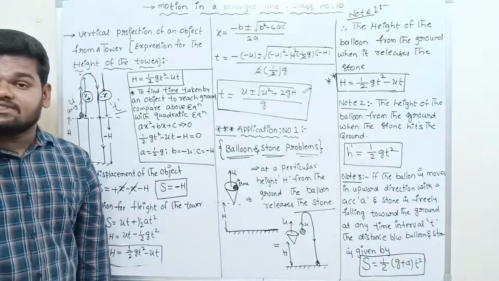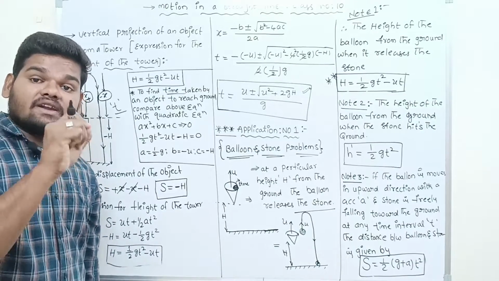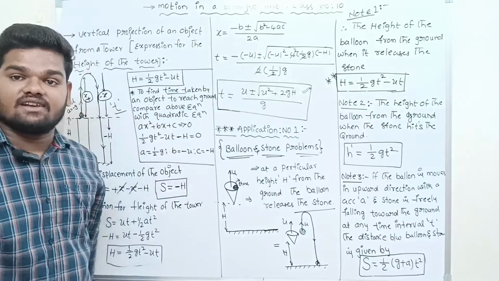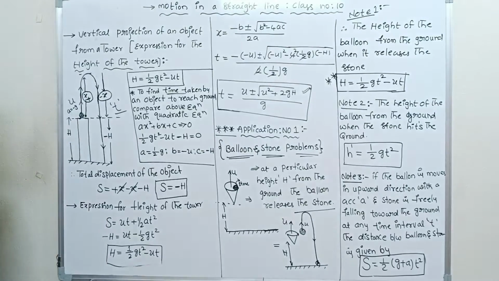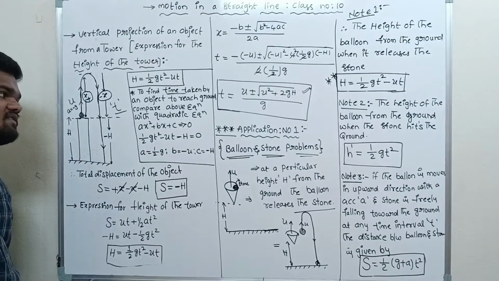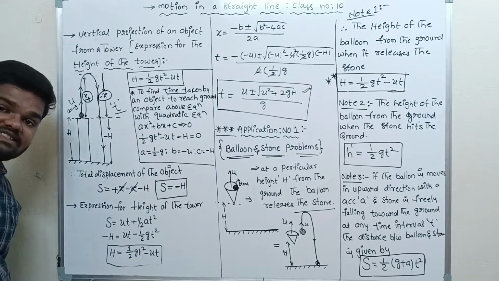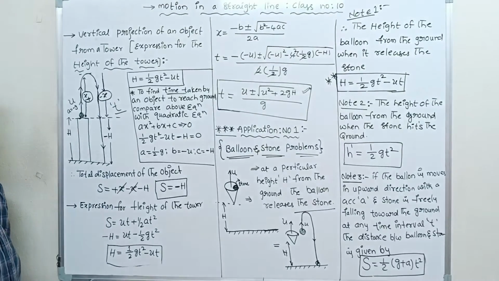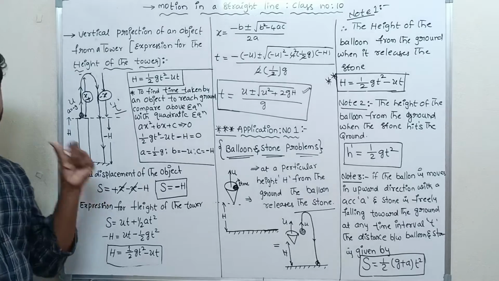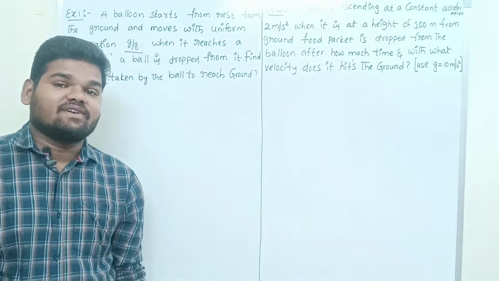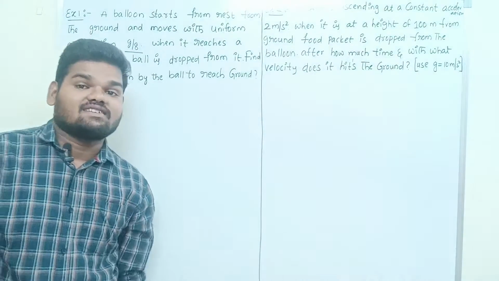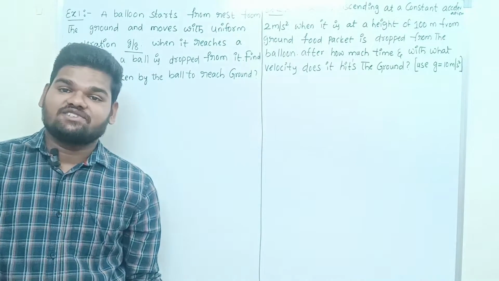Are you getting? So just remember the formulas. You can do the problems like this only. Okay. Right. So pause the video and write the formulas. Have you understood the concept? Right. So 3, 2, 1, go. Right. So now let's bring two example problems on the concept of balloon and the stone.